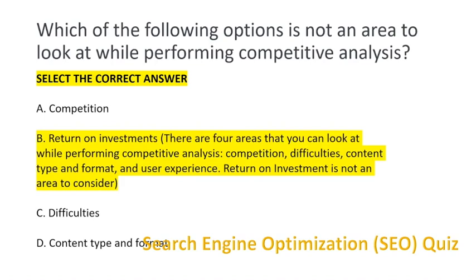Which of the following options is not an area to look at while performing competitive analysis? B. Return on investment. There are 4 areas that you can look at while performing competitive analysis: competition, difficulties, content type and format, and user experience. Return on investment is not an area to consider.